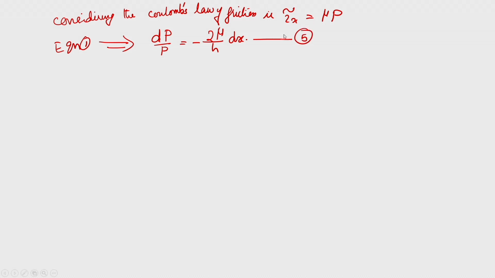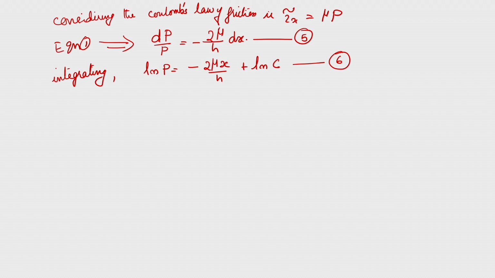Now, if you try to integrate this equation, we will get log p is equal to minus 2 mu x by h plus a constant of integration log c. Let us give this as equation number 6. Now, we wanted to find what is the value of c or log c. So, you apply the boundary conditions.